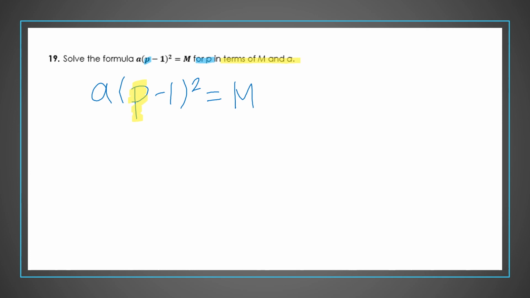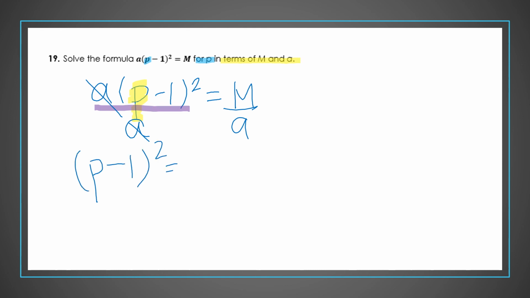So to move a to the other side, we need to do the opposite operation, which right now it's being multiplied, so the opposite is going to be divide. So I'm going to divide both sides by a, which is going to give me p minus 1 squared equals m divided by a.